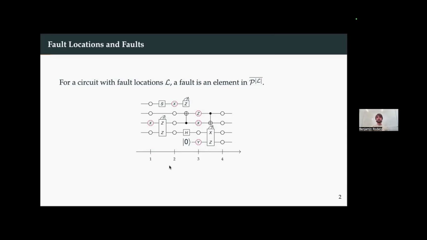Now, with this definition of what we mean by fault, so what we mean by what are all the things that can potentially go wrong, another thing that we have to define is this idea of what do we mean by one thing going wrong? If one thing goes wrong, what's the worst that can happen?